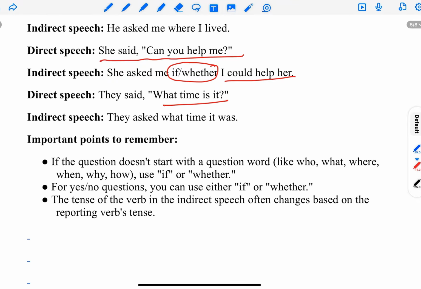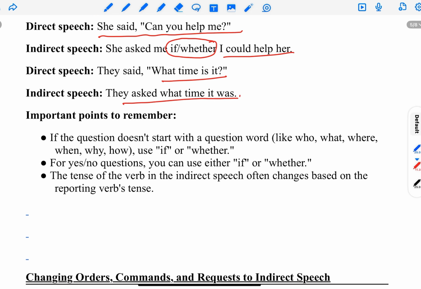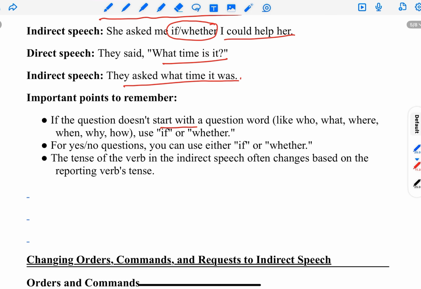They said, "What time is it?" It can be written like this: They asked what time it was. So we have seen that all the commas, quotation marks, and question marks have been removed in indirect speech. Please note, if the question does not start with a question word like who, what, where, when, how, then if or whether is used. Means there are two types of questions: yes/no questions, which use either if or whether, and the other category of questions which start with words like what, when, where. So it will start directly with what, when, where, how.